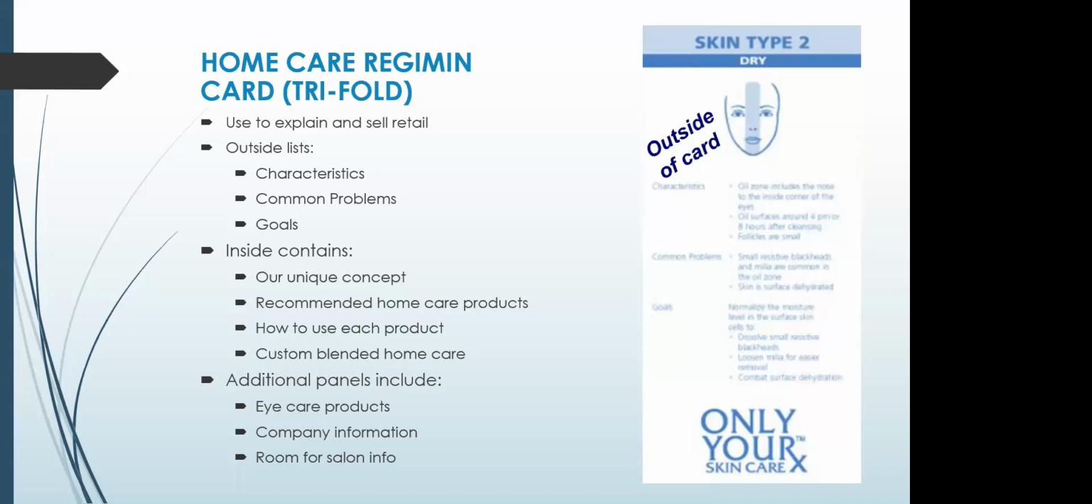And then on the back side, or the additional panel, is going to give you other products such as our eye care products. It's going to give you company information, other products that are available for that skin type, and there's also going to be a blank area where you can put your salon information. So if you have stickers or labels that have your salon's name, address, phone number, or for students, you can create your own labels that show the days that you're available in the clinic, all that good stuff. There's an option or a space for that as well on your home care card.